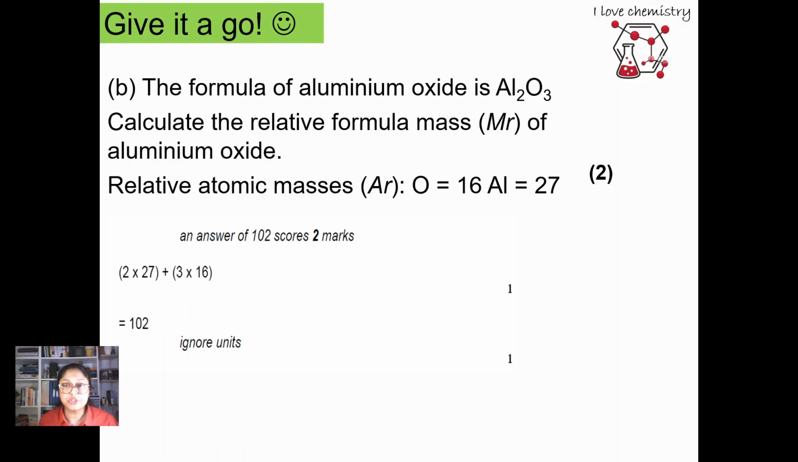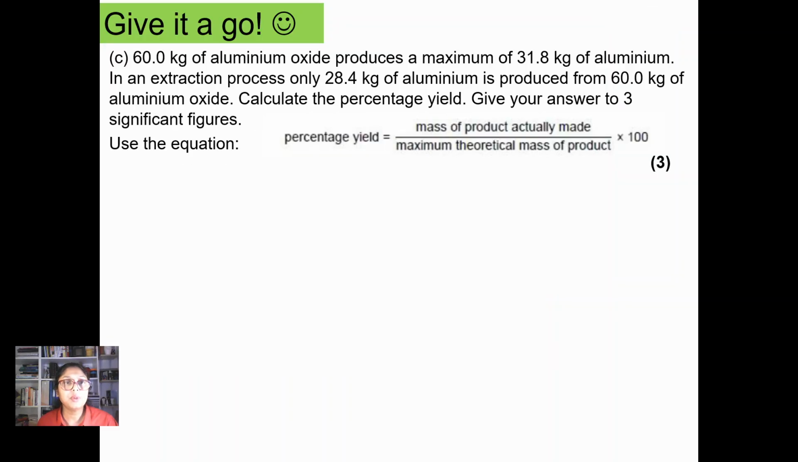So this is the first part of the question. Often in your GCSE, you will have a combination of different questions. So let's go to the second part. It is this. 60 kilogram of aluminium oxide produces a maximum of 31.8 kilogram of aluminium. Earlier we have worked with gram, but here they have given kilogram. Doesn't matter, it's the same thing. All you do, use the equation, and they have given you the equation, so no worries at all.